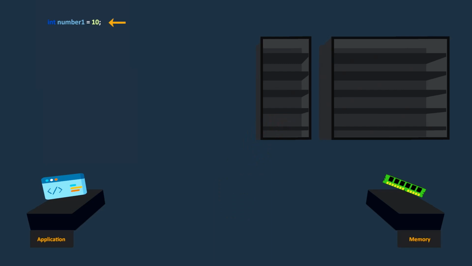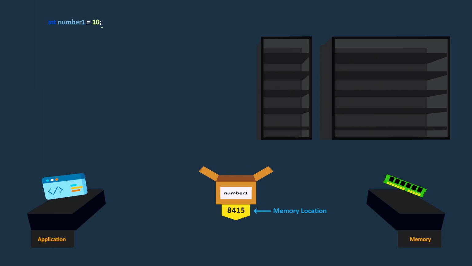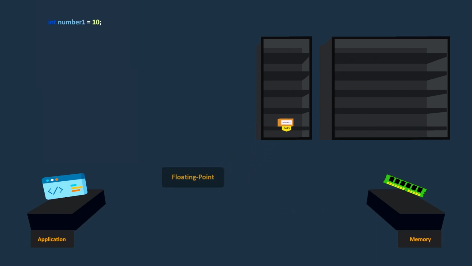In this scenario, when we declare the number1 variable with a value of 10, a unique memory location is allocated to store its value, and the value of 10 is directly stored in that dedicated memory location. It's important to note that floating point numbers, integral numbers, char type objects, etc. are all examples of value types that store their actual values directly in memory.